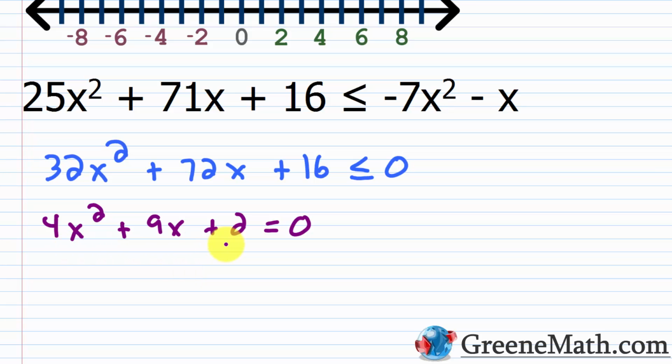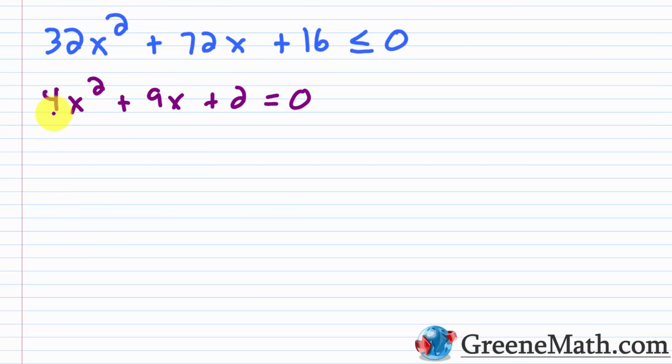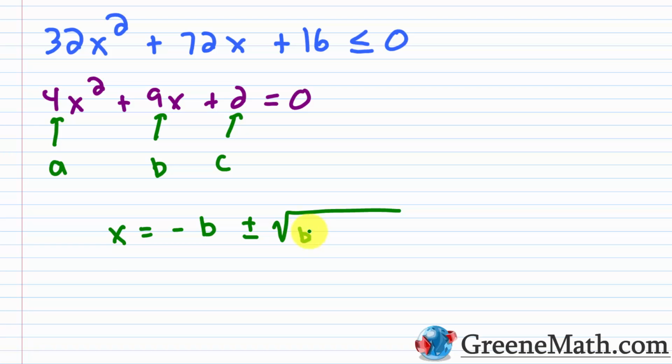So for this one, I could solve it using factoring, or I can use my quadratic formula. Because this number right here is not prime, it's probably going to be faster to use my quadratic formula. So the 4 here represents A, the 9 here represents B, and the 2 here represents C. So my quadratic formula, in case you forgot, is x equals the negative of b plus or minus the square root of b squared minus 4ac all over 2a.